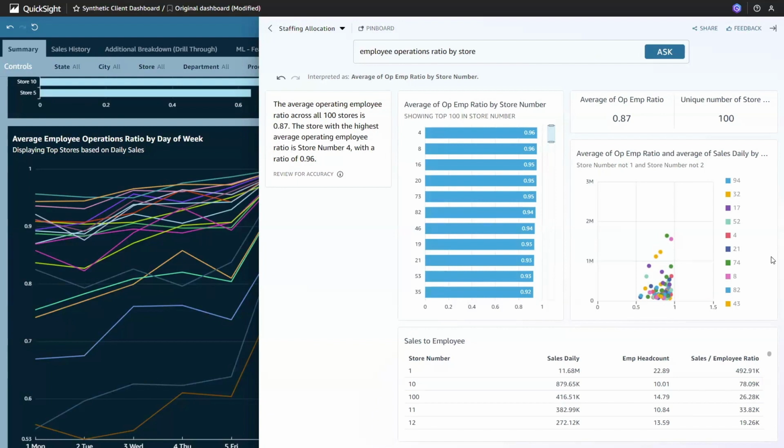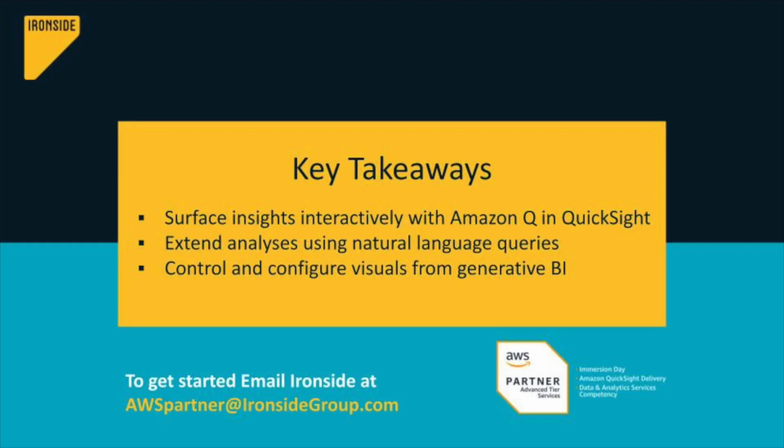We could see if this is due to scheduling strategies, as mentioned earlier, which could potentially be implemented across more stores as well. We were able to surface these insights through exploring the Amazon QuickSight dashboard and utilizing Q's Q&A feature to extend our analysis. And these insights were derived because Q was able to understand our question in plain English and provide a multi-visual response that we could still control and configure, removing outliers to get a clearer view of our data.